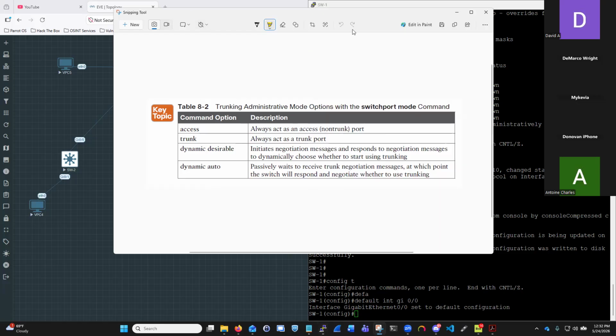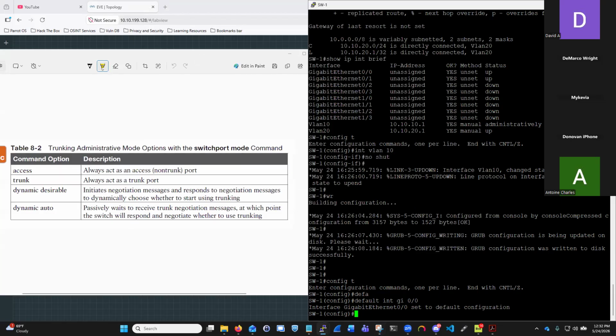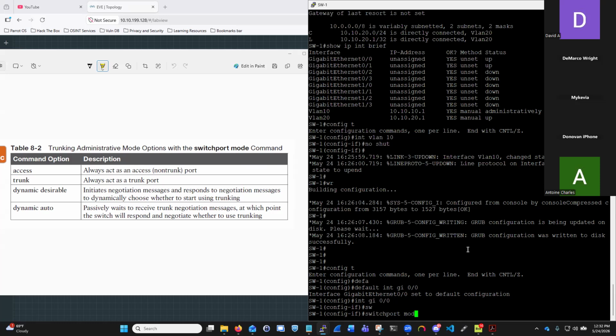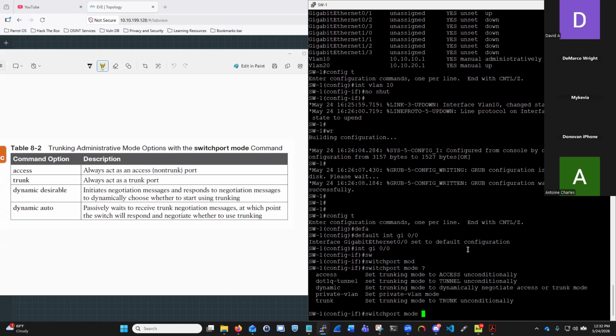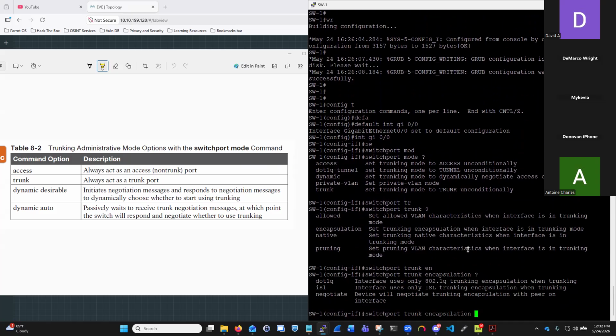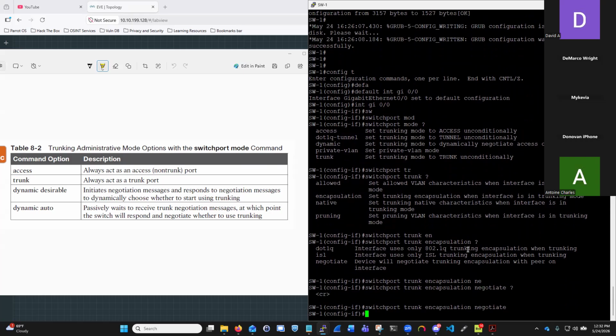So I want to go ahead and configure this in our command. Dynamic desirable, right? So let's go ahead, and I say, hey, my link is interface gig 0/0. Let's configure it. We've got to make sure we don't forget encapsulation, since it's an old switch. We're going to set it to negotiation because we want to dynamically set this.